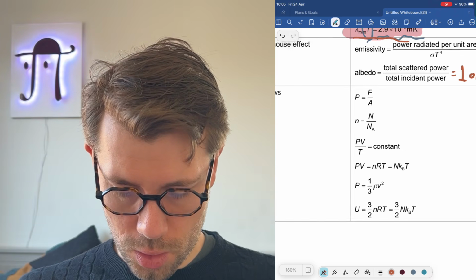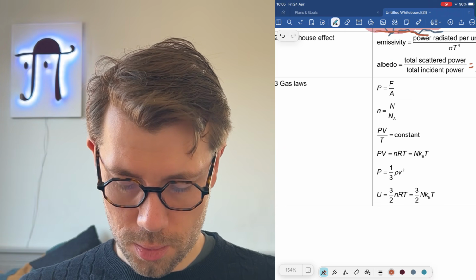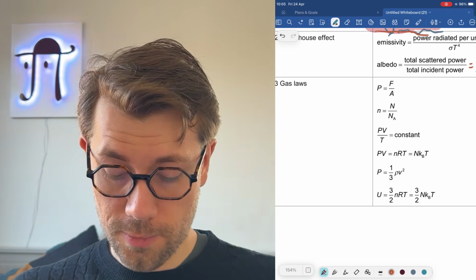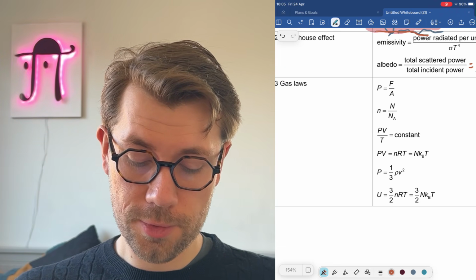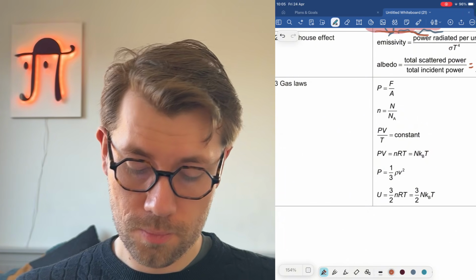Right, on to our gas laws. And first we've got pressure, which is equal to force divided by area.